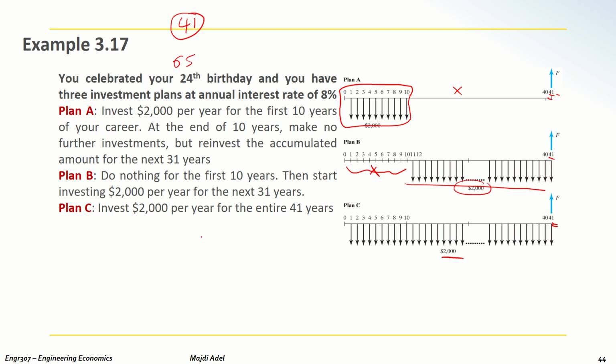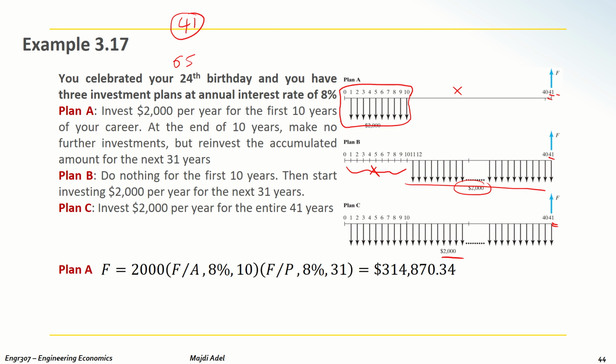Which plan is better? We can calculate either the present or future value, but for this question we are going to calculate the future value to see how much money he's going to have after 41 years. For the first plan, I can calculate the future value at n equal 10, and then compound it using single payment formulas until n equal 41.